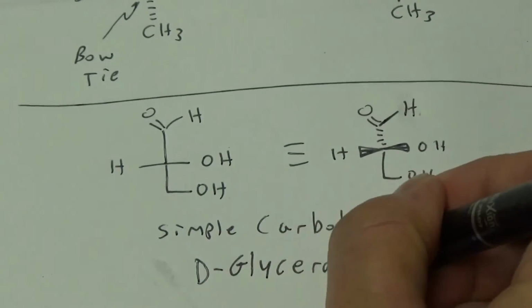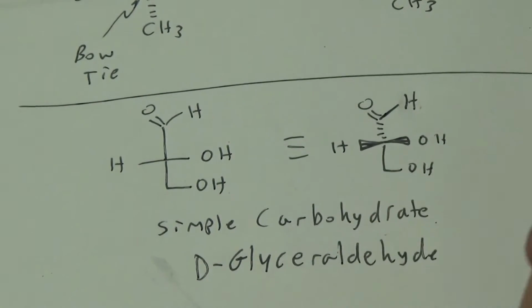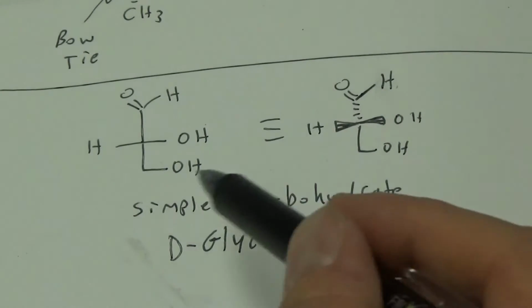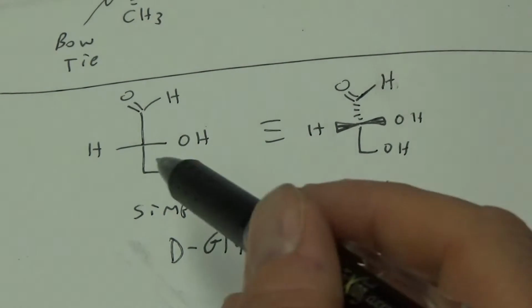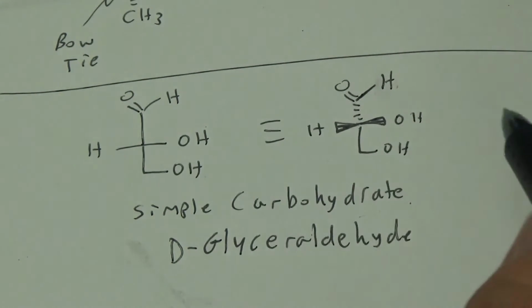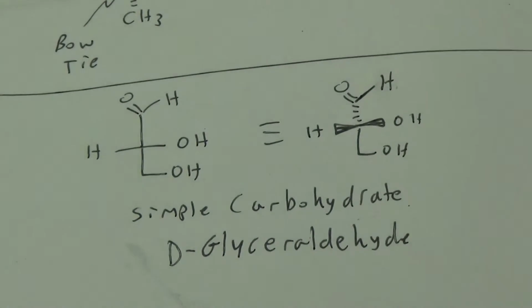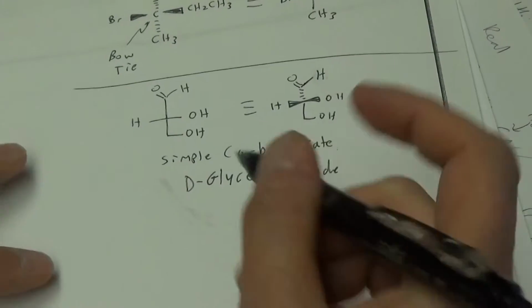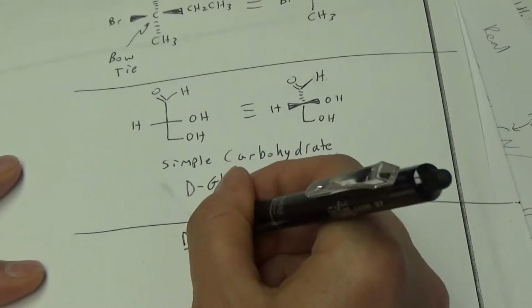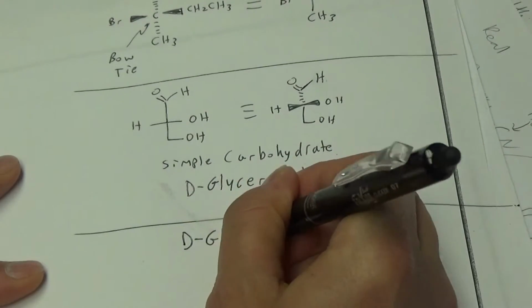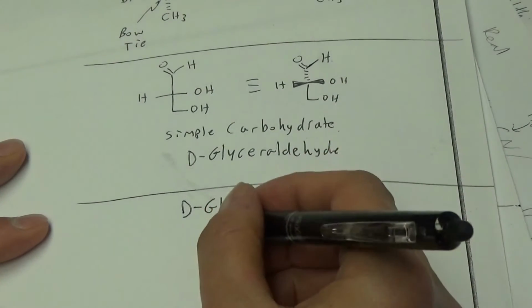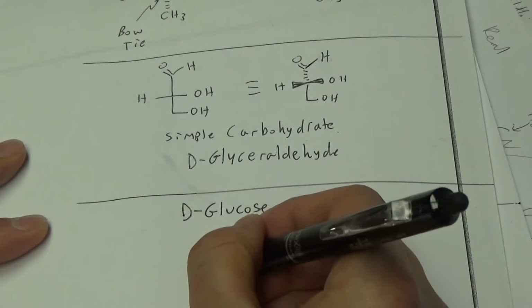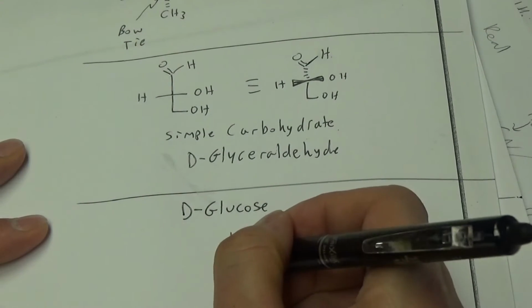Okay, so still probably not clear to you why we would even do this, but if you have a bunch of chiral centers, sometimes it's actually easier to draw the Fischer projection. So, for example, glucose, which you're probably familiar with as an energy source, is sometimes drawn as a Fischer projection.